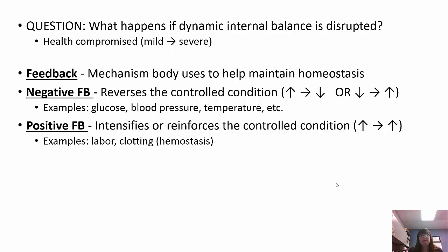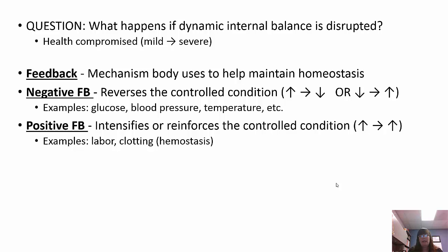But with labor, for example, the baby's head presses against the cervix, and that pressure causes the hormone oxytocin to be released. Oxytocin is responsible for uterine contractions. The more pressure that the baby's head pushes against the cervix, the more oxytocin is released, the stronger the uterine contractions. All the way until the baby is born, stimulus is gone, body returns to normal.